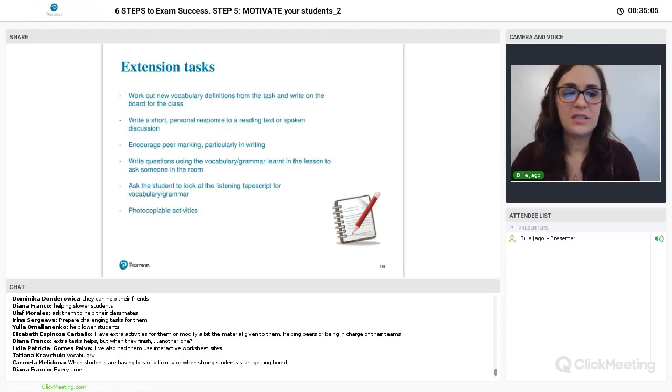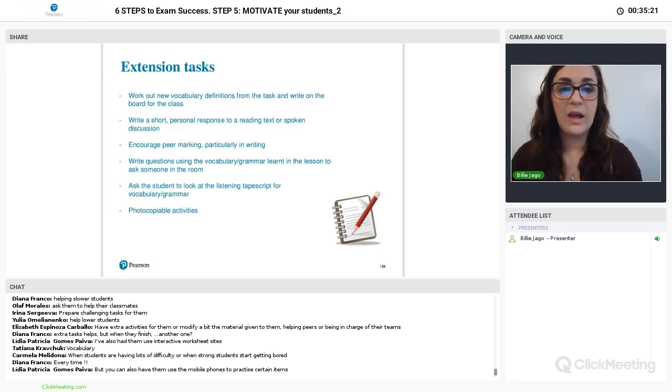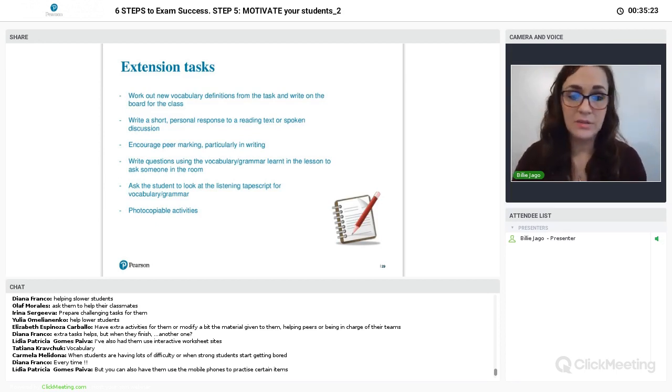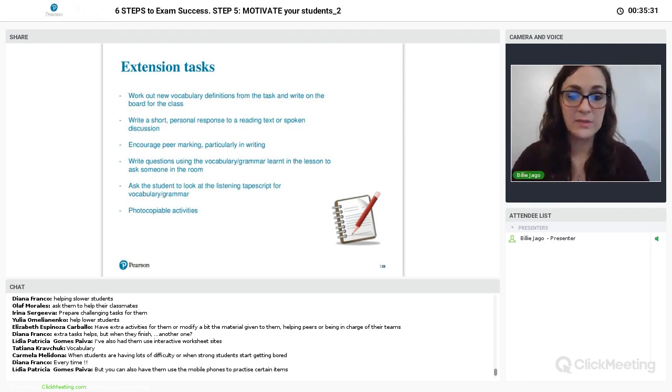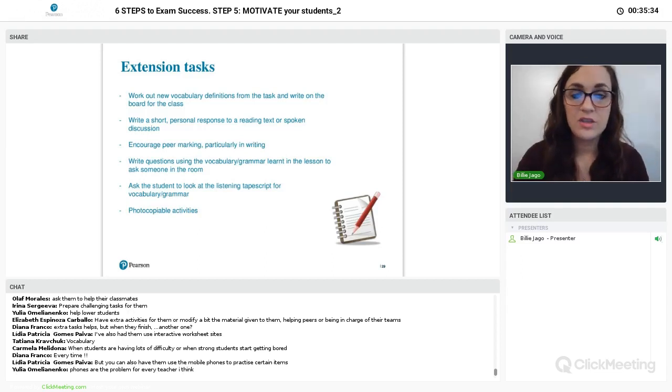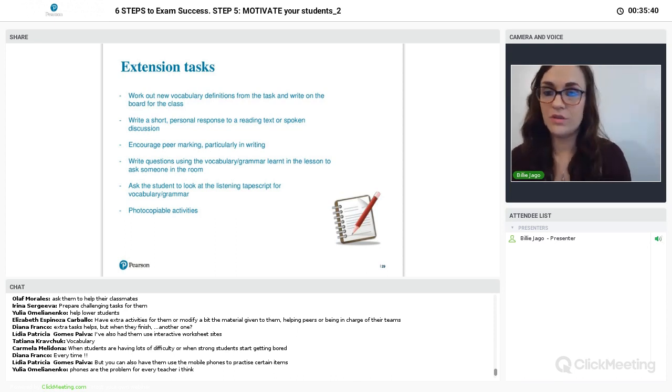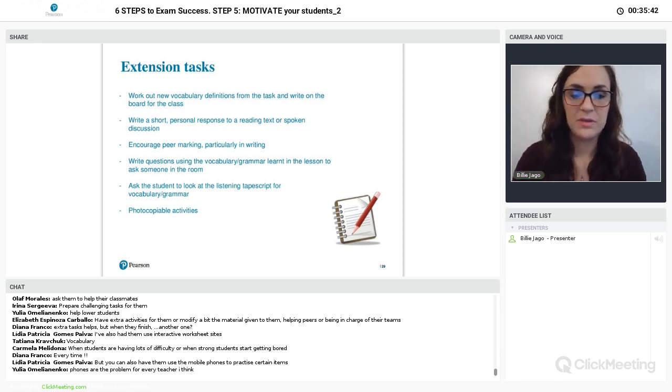So some other extension opportunities for fast finishers are to work out the definitions of new vocabulary, write them on the board for the class. Another option could be to write a personal response to a reading text, a listening or a spoken discussion. We can encourage peer marking, as you mentioned before, writing questions using the vocabulary or grammar learned in the lesson to then do a mingle activity at the end to encourage speaking as well. Ask the student to look at the listening tape script for vocabulary and grammar as well, and photocopyable activities as we've touched on as well.